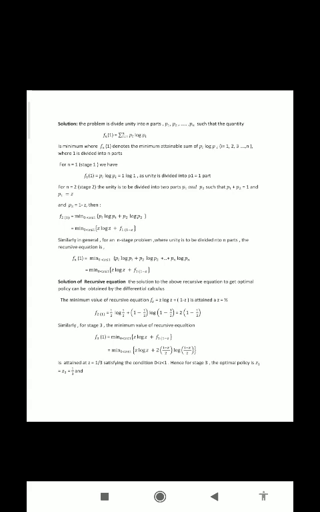Then we find the second order derivative, d squared y by dz squared. Just find the value of d squared y by dz squared. If it is greater than 0, we conclude the function attains a minimum. So here the function attains a minimum for which z equal to 1 by n.